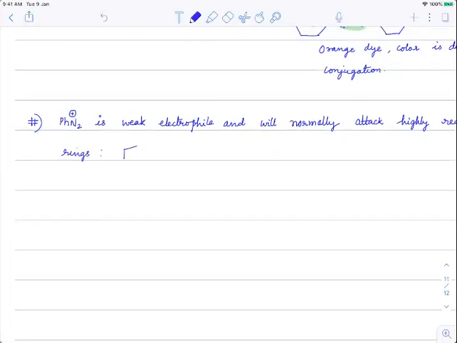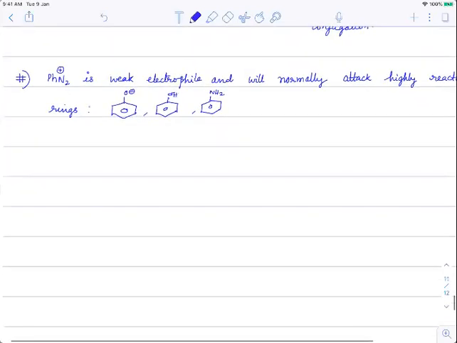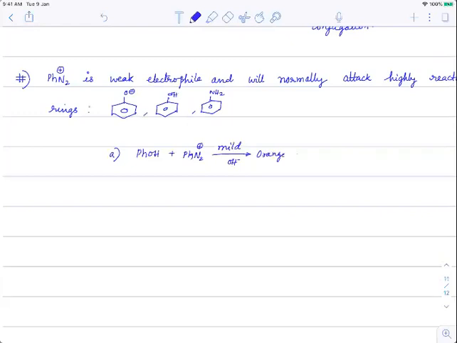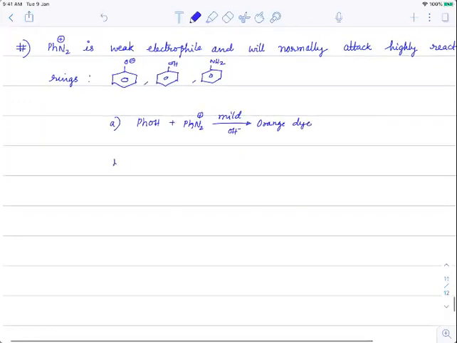What are the highly reactive aromatic rings? Like phenoxide ion, like phenol. Phenol is also highly activated, correct? Like aniline, right? NH2, right? These are the highly activated rings. So to give an example, suppose I take phenol and treat that with PhN2 plus. With mild OH minus, we learned that we got an orange dye. And I gave you the structure above, so I'm not writing it again.